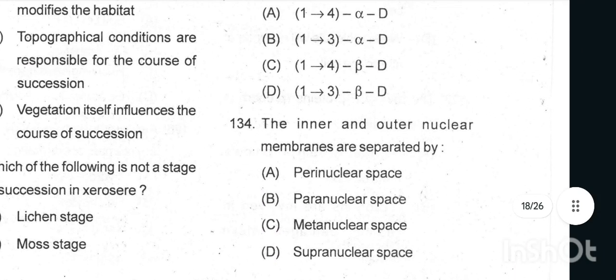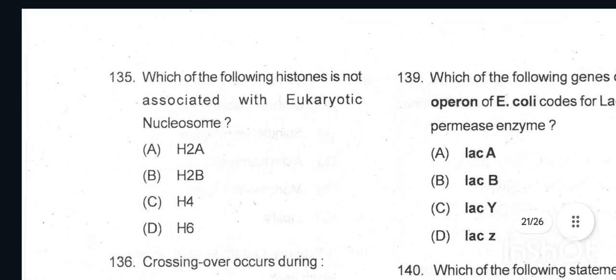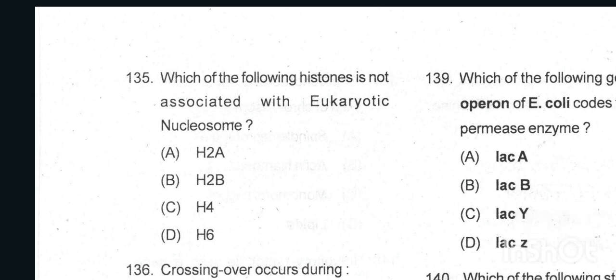Then question number 134, inner and outer nuclear membranes are separated by perinuclear space. Then question number 135, which of the following histones is not associated with eukaryotic nucleosome? H6, option D, is not associated with eukaryotic nucleosome. 2H2A, 2H2B, H3, H4 are all found in eukaryotic nucleosome, but they lack H6, and prokaryotes lack histone proteins. Only eukaryotic nucleosome has histone proteins.